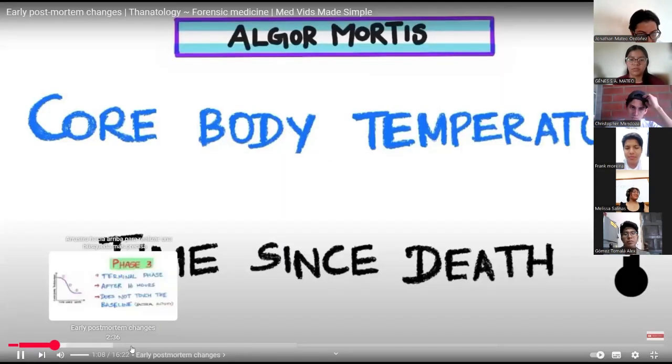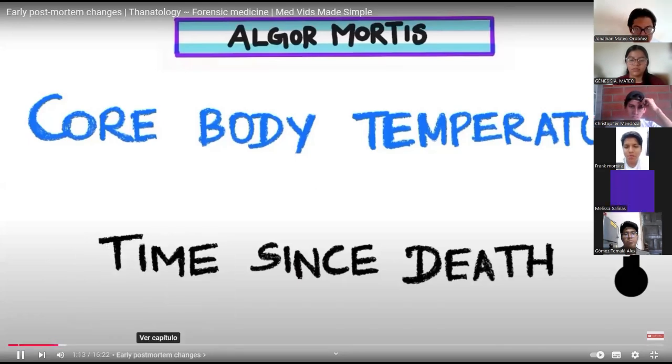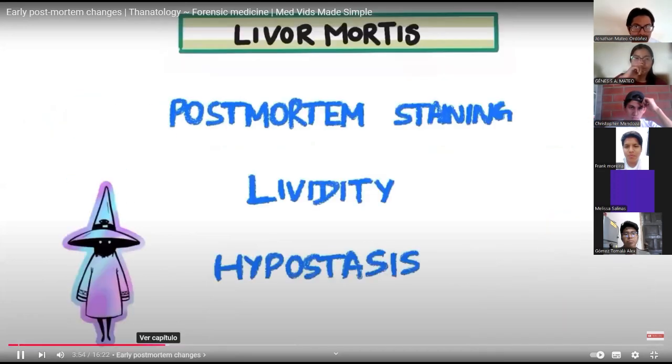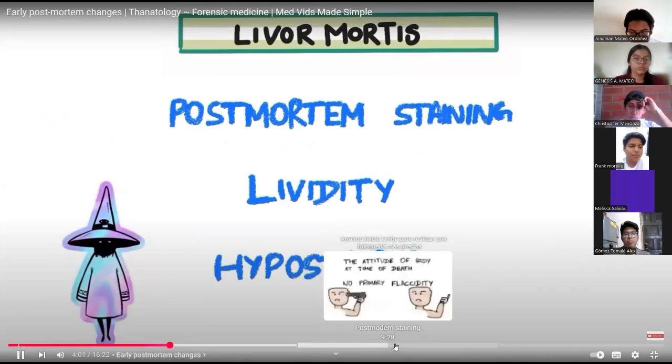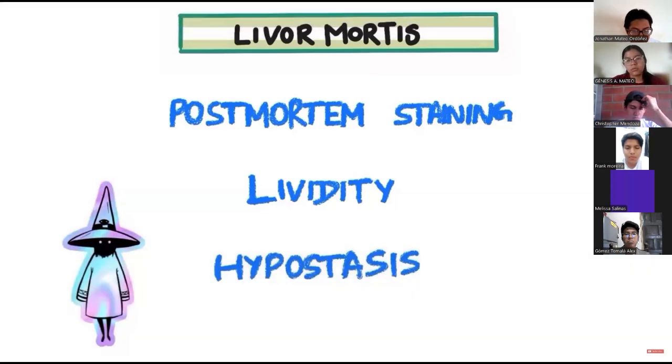So the core body temperature can be measured from the body, and that will give us a clue regarding the time since death. Next thing which you're going to see is livor mortis. It is also called post-mortem staining or lividity or hypostasis. So this is another early post-mortem change. So let us see about this in detail.